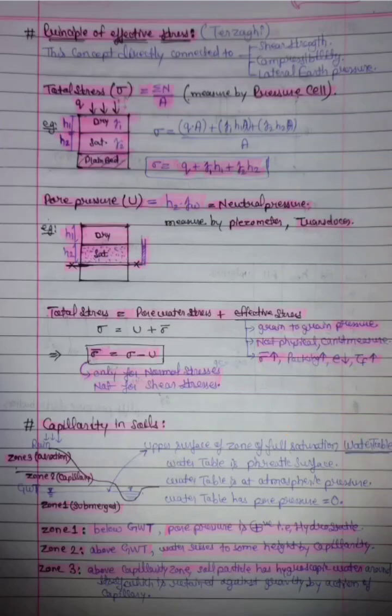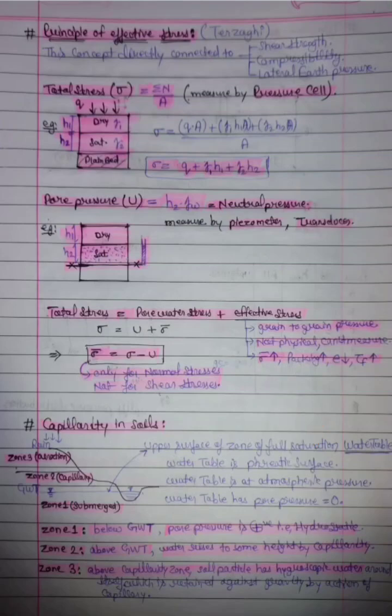Now the water table is the phreatic surface. So the water table is also called what? The phreatic surface. Now the water table is at atmospheric pressure. So we have to remember that the water table is at atmospheric pressure. The water table has pore pressure equal to 0. So at the water table, the pore pressure will always be 0. We have to remember these points.